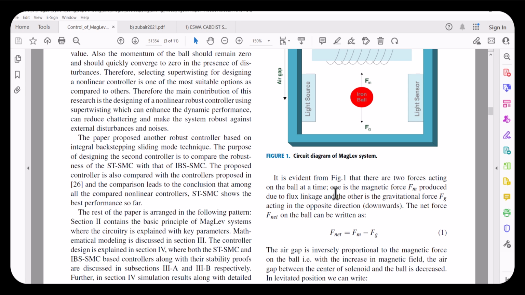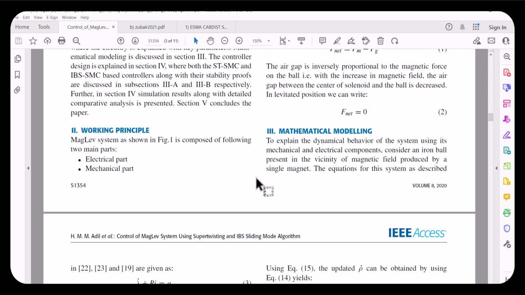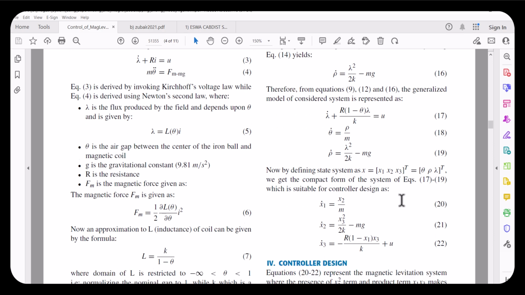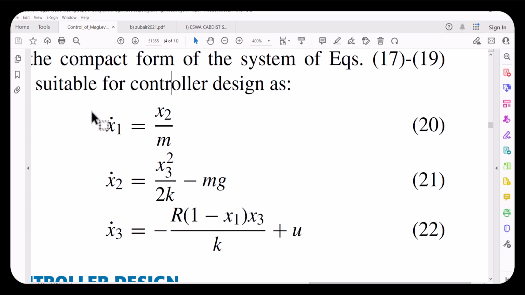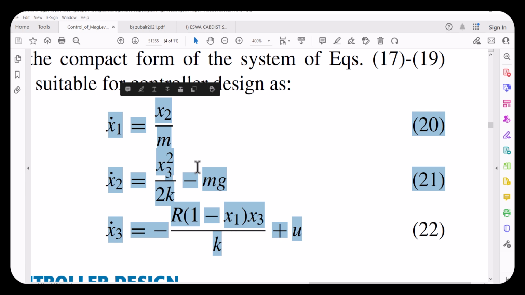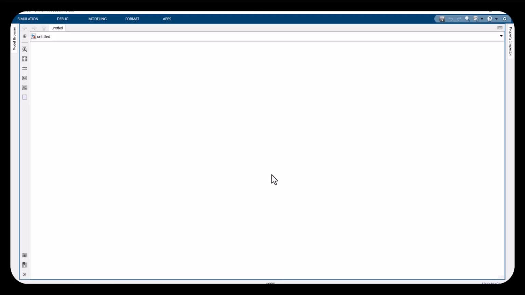This mathematical model is derived using principles of physics, and finally the result we get is this state space equation. What we have to do is compute the actual states. For example, if I give a certain input, what would my x1 state be, what would my x2 state be, and what would my x3 state be. For that, we simulate these equations and solve these differential equations using MATLAB. So let's go ahead and do that.